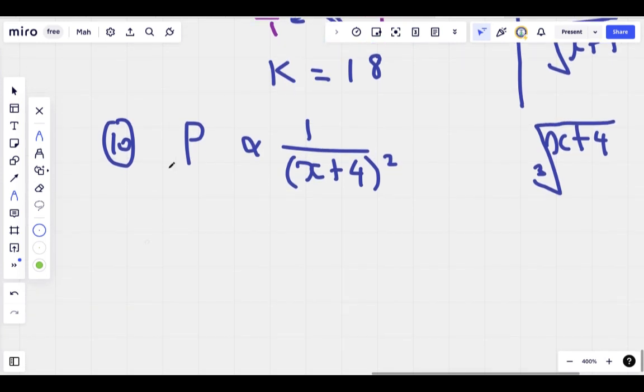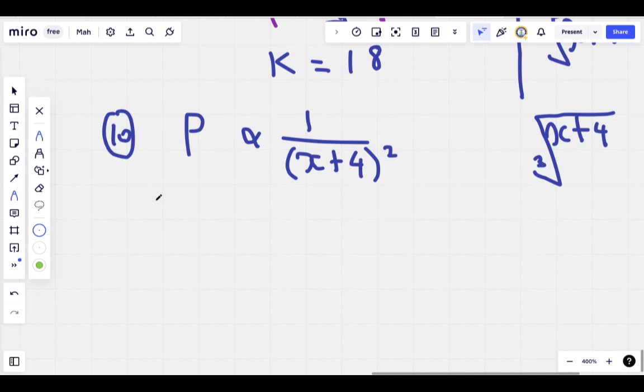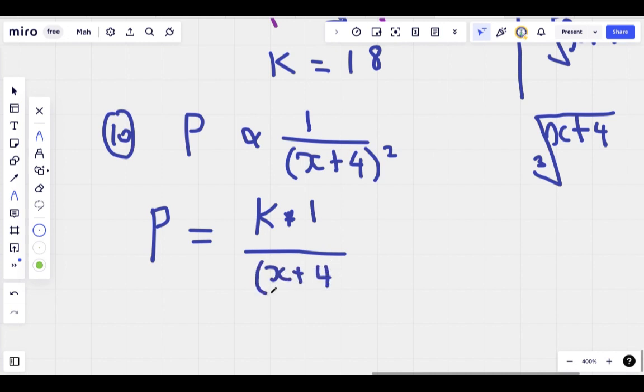Then the next step is to remove the symbol of proportional variation and introduce the constant of variation. We introduce the constant: p equals k times 1. Last time I skipped this step, because you introduce k and multiply by 1 all over x plus 4, everything squared. X plus 4, everything raised to power 2.